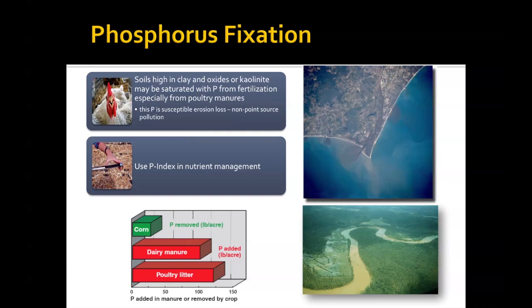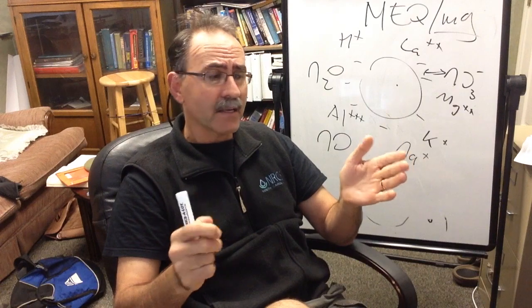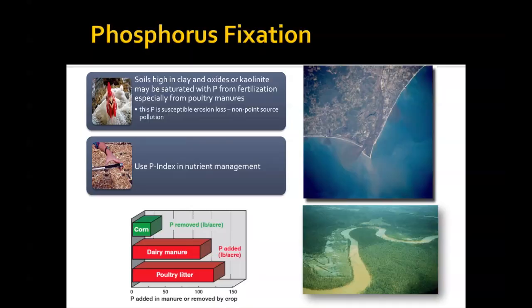Phosphorus fixation, as we talked about, soils that have a lot of clay will actually absorb this phosphorus onto them. But it gets to the point, especially with kaolinitic clays, which are one-to-one clays, they can only hold so much phosphorus. Once phosphorus gets to a point where it saturates those clay sites, it's going to leach out.